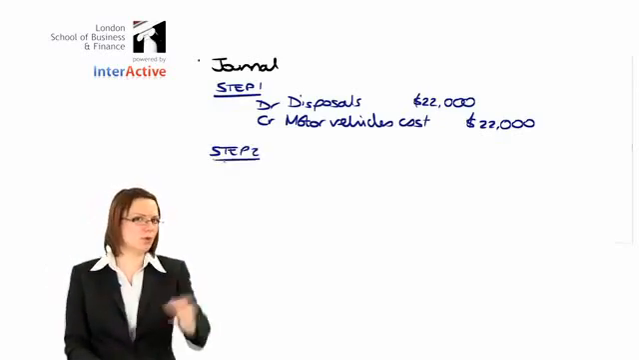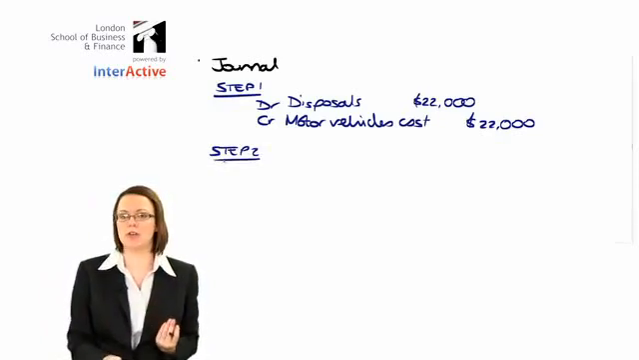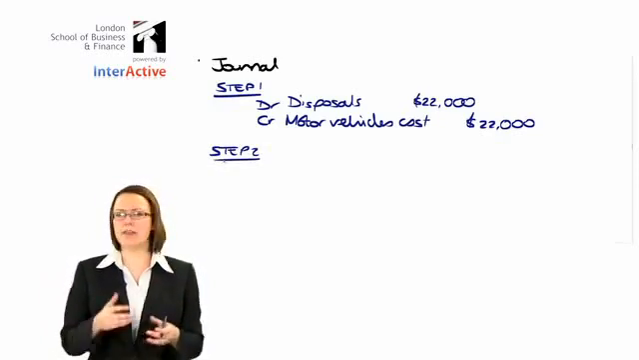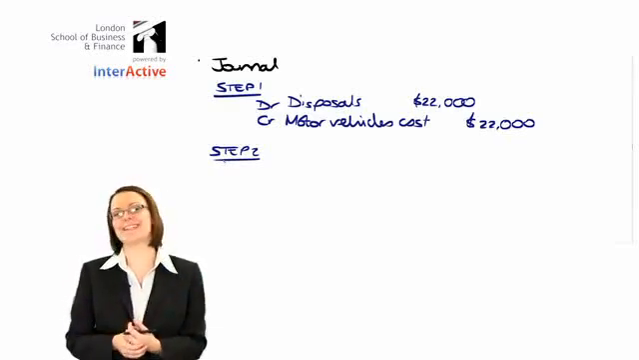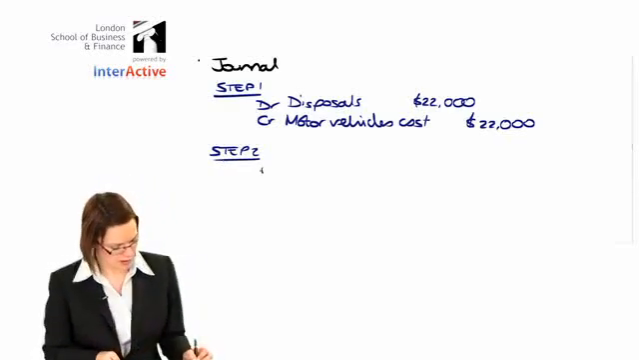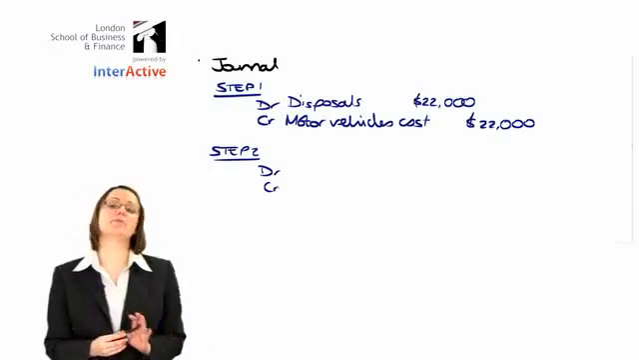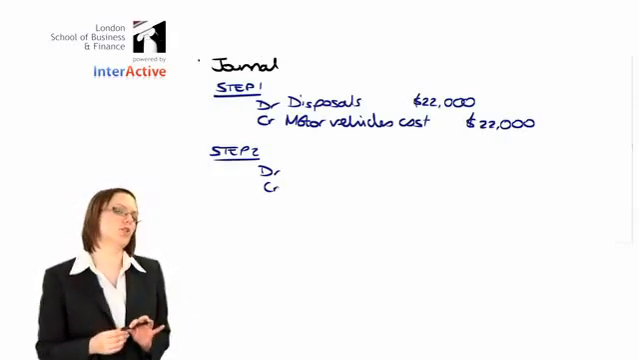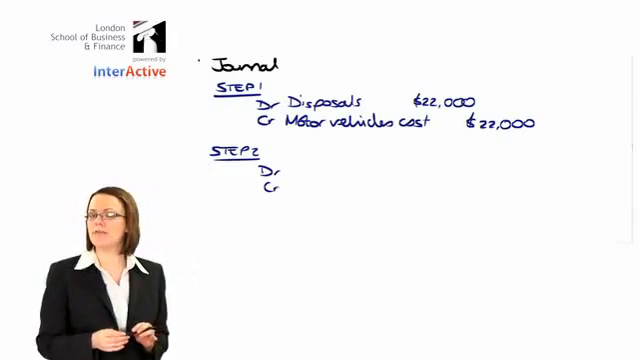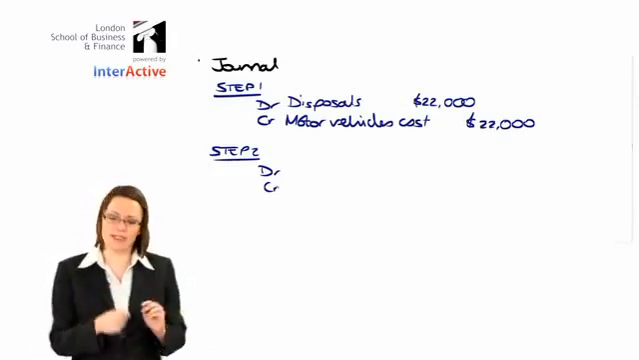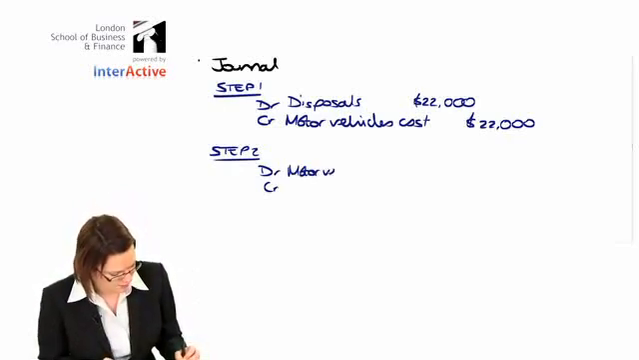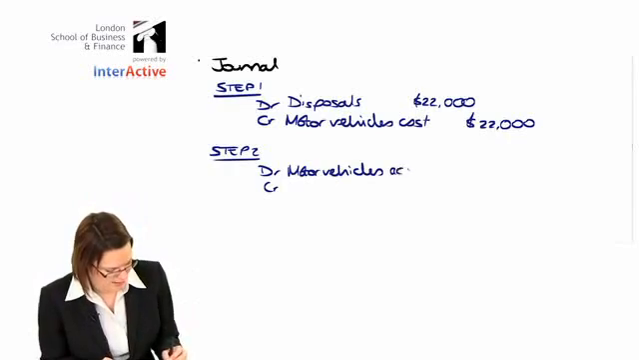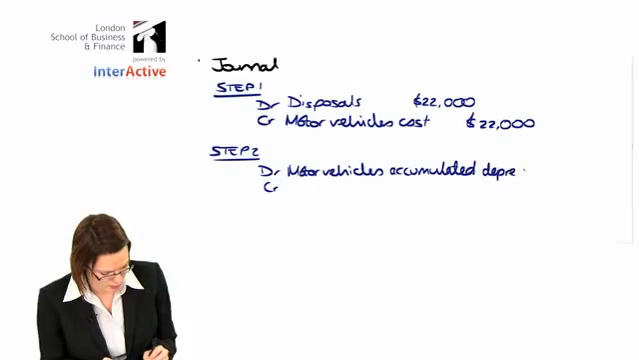Step 2 is to remove the accumulated depreciation. If you no longer have the motor vehicle, then you can't have accumulated depreciation on a vehicle that doesn't exist in your business anymore. Now, accumulated depreciation will sit as a credit balance in your statement of financial position. So therefore, to remove it, you've got to do the opposite. You must debit motor vehicles accumulated depreciation account.